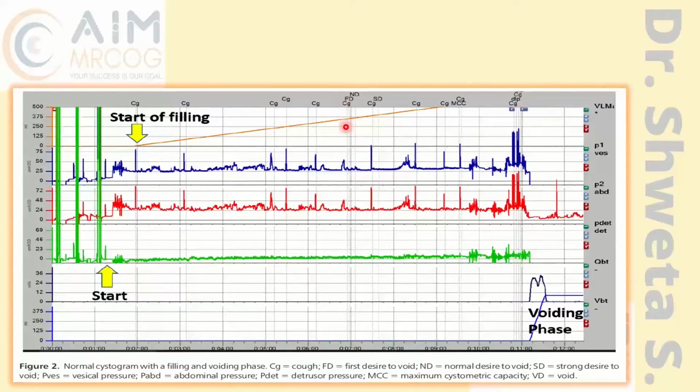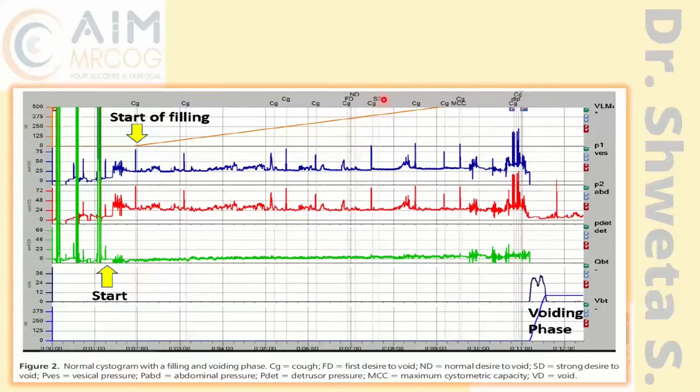So first desire, very important. If you see here, it is 250. This is a volume. This is the start of filling. You are filling, and here is the first desire coming. So it is 250 ml, which is normal for us. Anything between 150 to 200 is normal for us. Then comes the normal desire. Again, the normal desire, if you see, at the same time she's feeling the normal desire, it's okay.